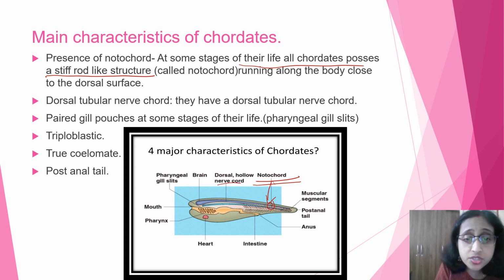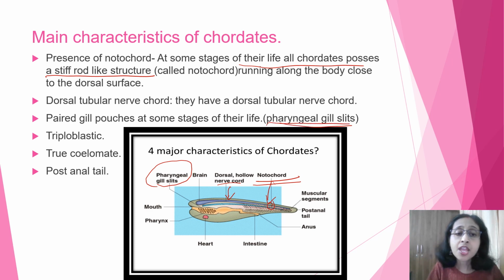This is the dorsal tubular nerve cord. Here the dorsal tubular nerve cord is also found. Now they have paired gill pouches at some stage of their life cycle. These pouched gills are called pharyngeal gill slits. So at some stage of their life cycle, they have paired gill pouches.